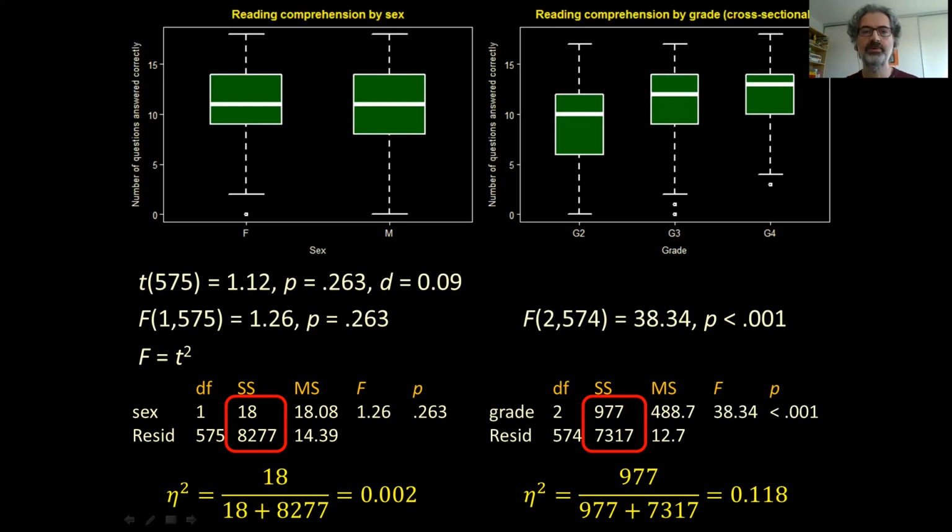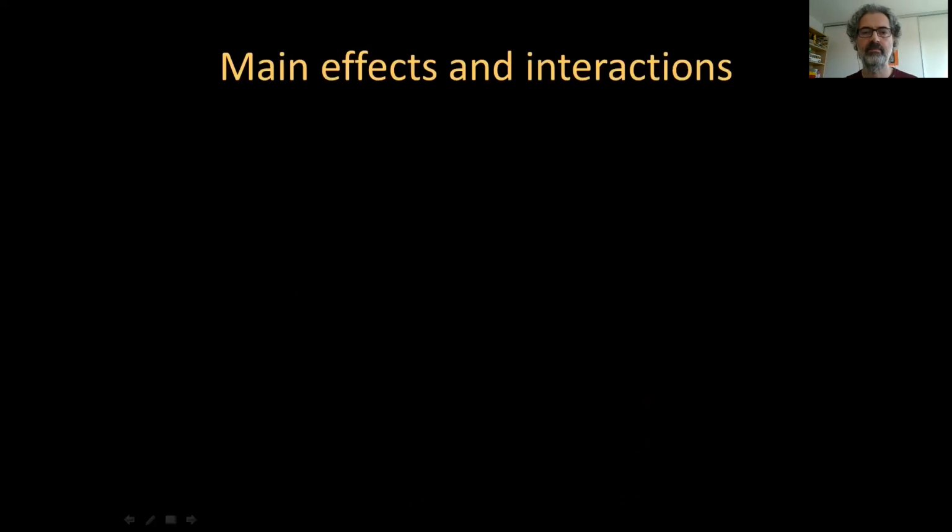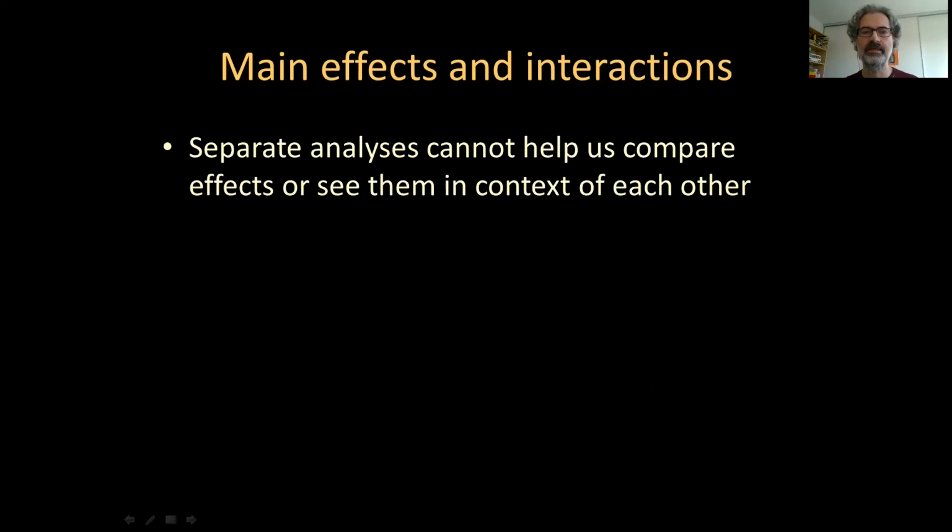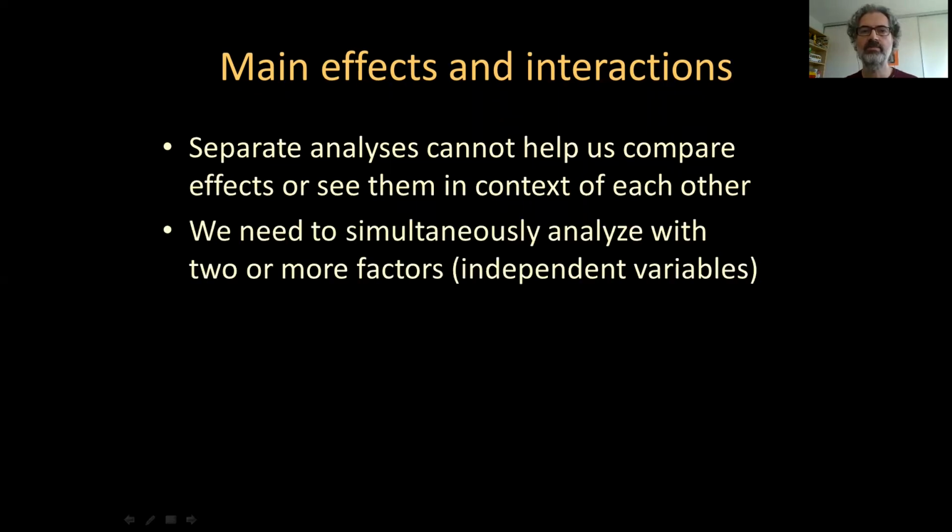So that's how we can look at the effects of these two independent variables separately in two separate analyses. We already knew how to do that. But we want to ask more questions. The separate analyses don't really let us compare effects or see one effect in the context of the other factor. In order to be able to do that, both effects have to be taken into account simultaneously. So we need a way to have both independent variables in at the same time.